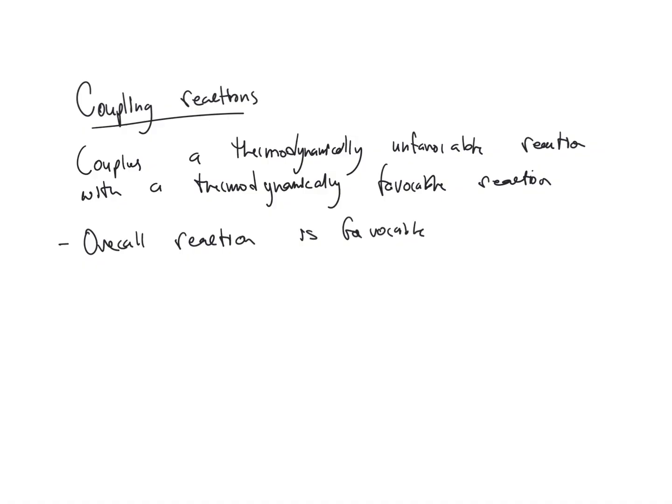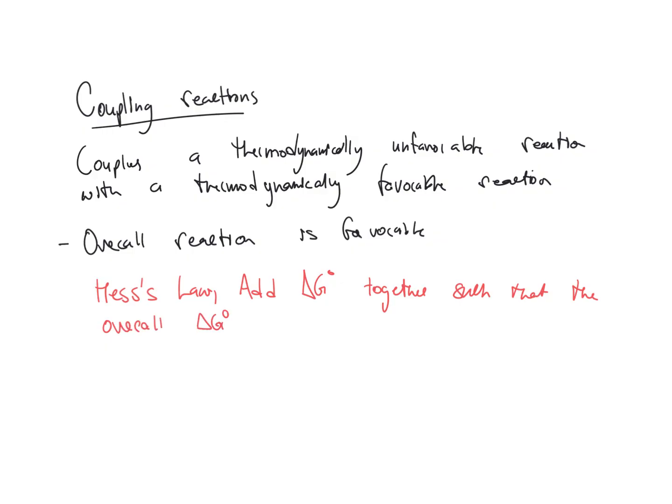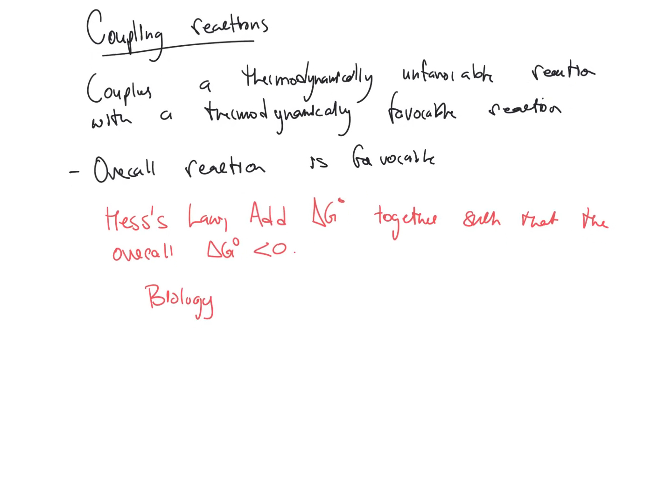This principle essentially operates similar to Hess's law in that you can add delta G's together such that the overall delta G naught is less than 0. This will make the entire process favorable. Oftentimes this happens in biology as an example. And so one common example of this is ATP.